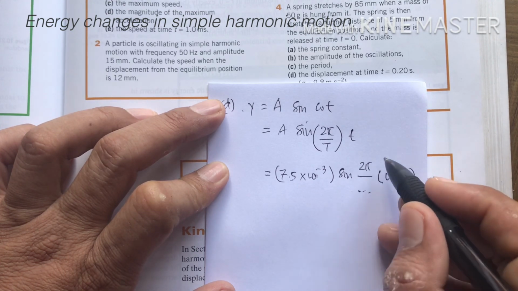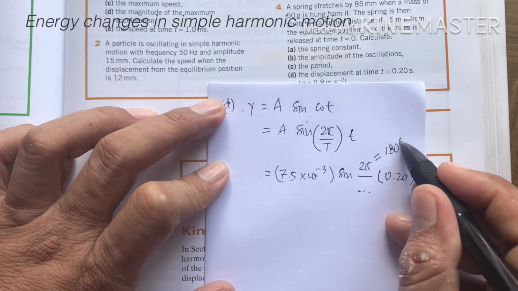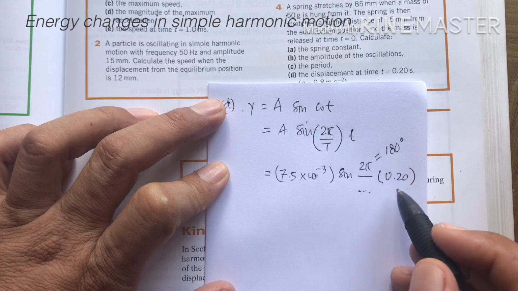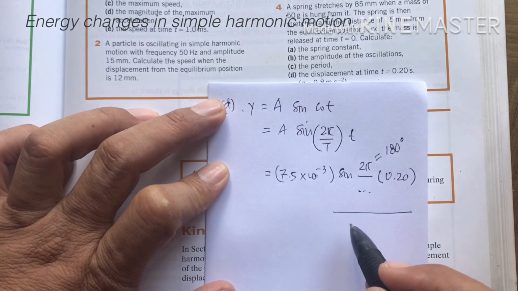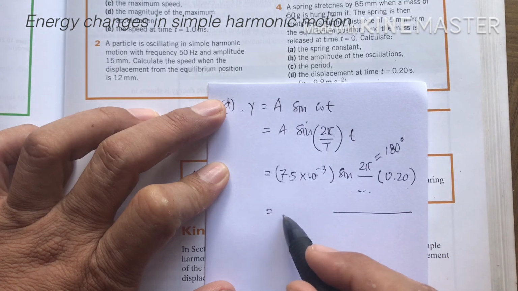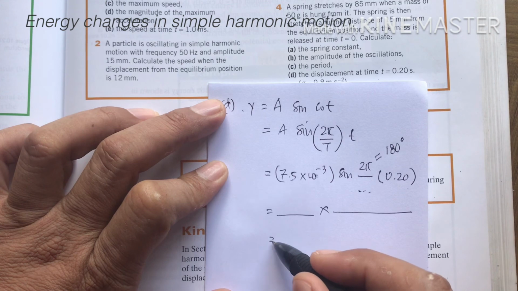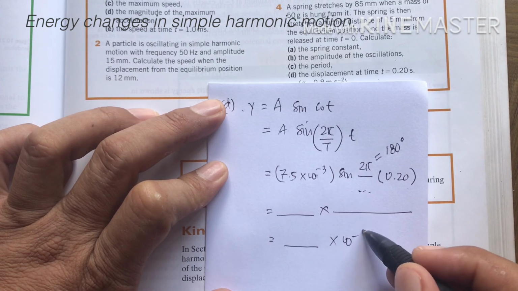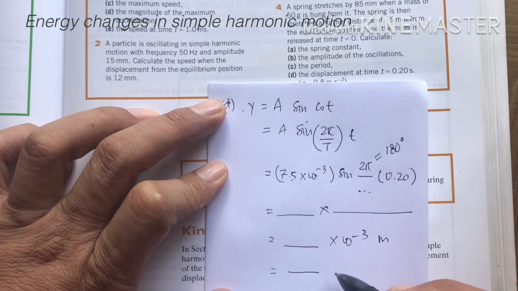Change pi into 180 degree. Then you can get the value of sine and calculate by multiplying with this amplitude. So we can find the displacement, in 10 power minus 3 in meter, which is the same thing in millimeter.